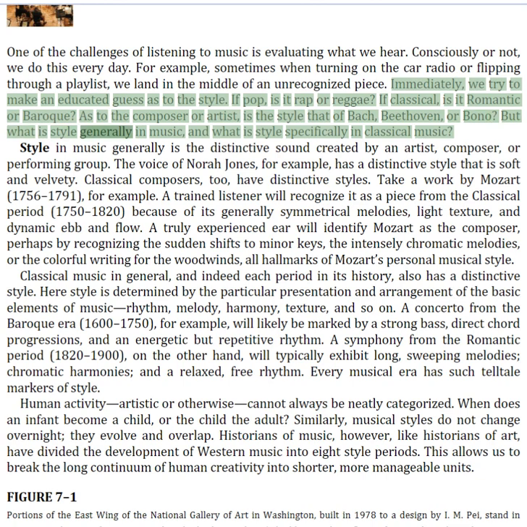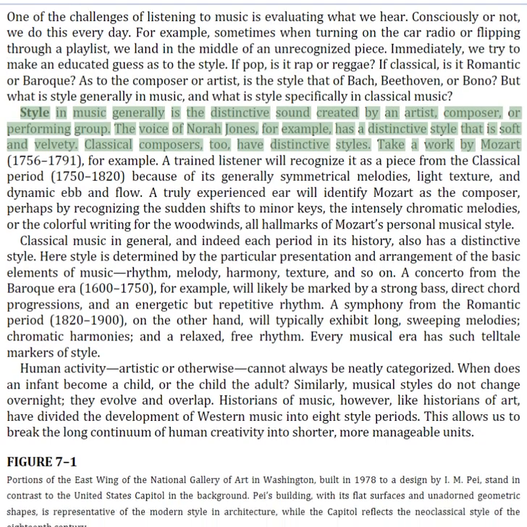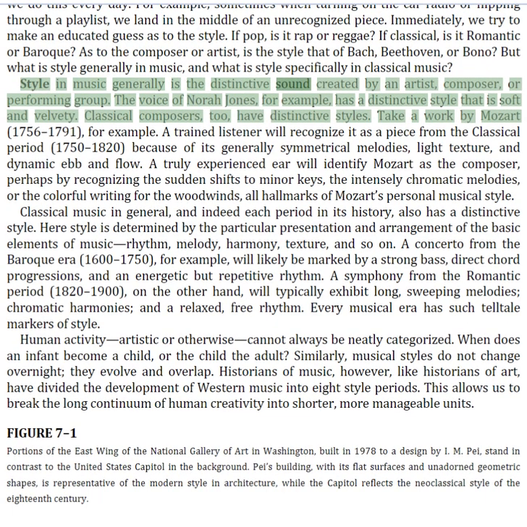But what is style generally in music, and what is style specifically in classical music? Style in music generally is the distinctive sound created by an artist, composer, or performing group. The voice of Norah Jones, for example, has a distinctive style that is soft and velvety. Classical composers, too, have distinctive styles. Take a work by Mozart.